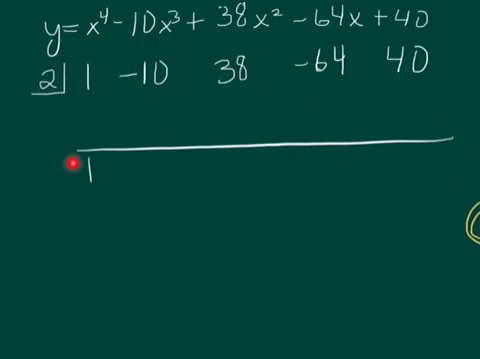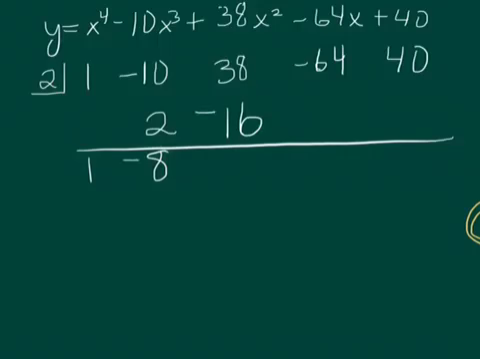I've got 2 times 1. I put that product here. That is 2. And then I take negative 10 plus 2. I put that sum here. That's 8. And then I take 2 times 8, and I put that product here. That's 16. And I made a mistake. This should be negative 8, so this should be negative 16.